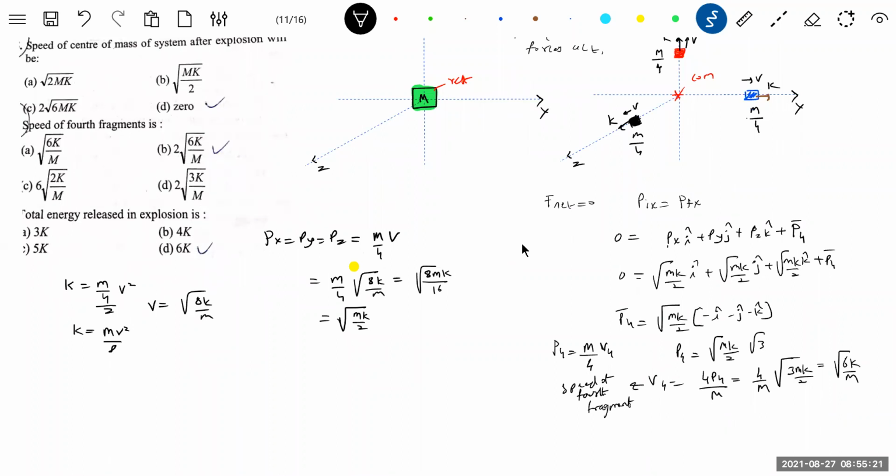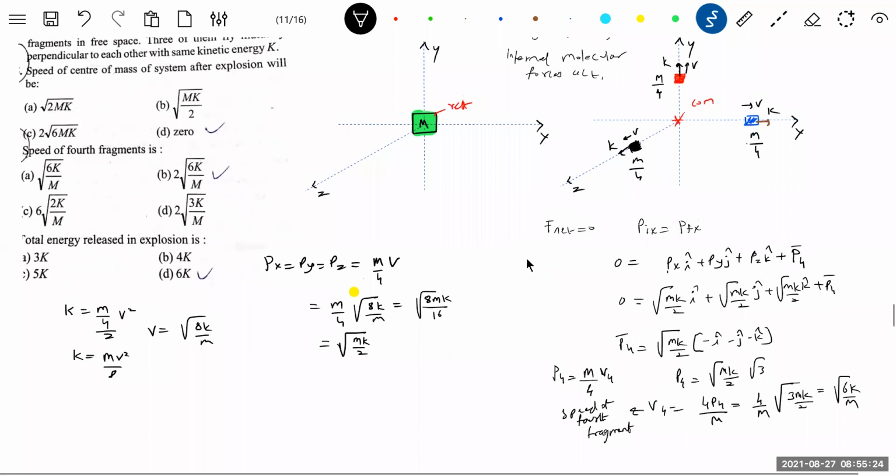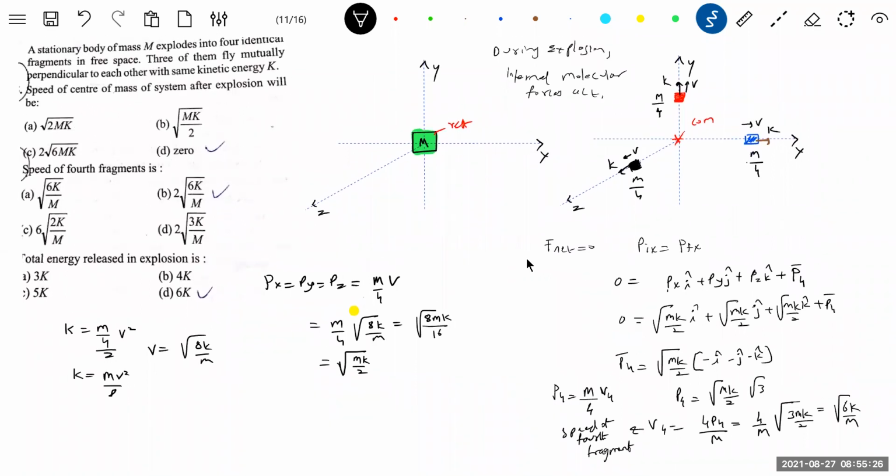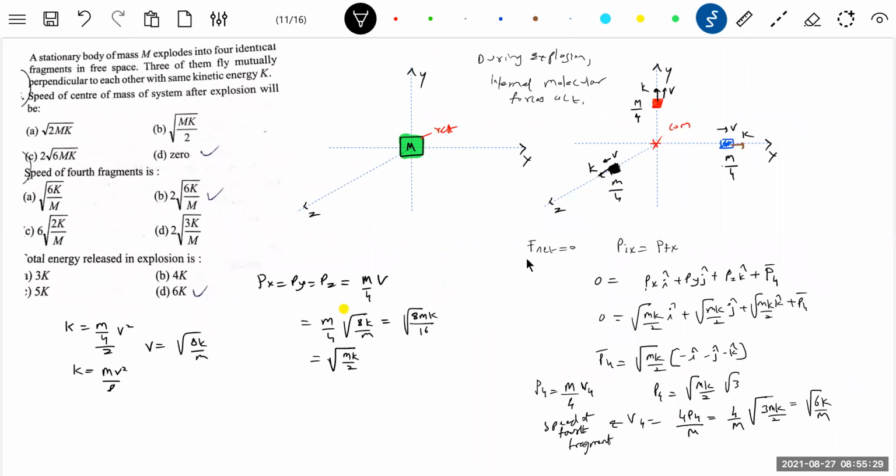Total energy released. What do you mean by total energy released? So what was the state of the center of mass? The center of mass was at rest. Now, due to explosion, the center of mass will not shift. The fragments start moving. So the kinetic energy of the fragments is nothing but the total energy released here. So what is the next part? The speed of the fourth fragment, and the energy. Energy released should be equal to the kinetic energy of the fragments.